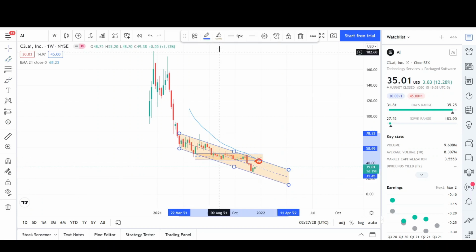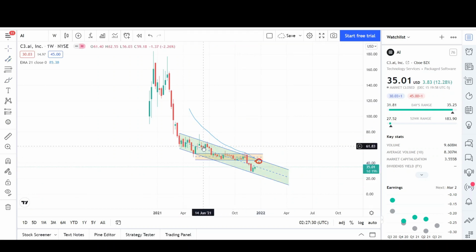It looks like prices are still respecting this channel that's working lower. Every time we come up to the upper side, we get rejected back down, we find resistance, and every time we come up to the lower side, we find some type of support and continue higher. So that's pretty much my analysis for AI.